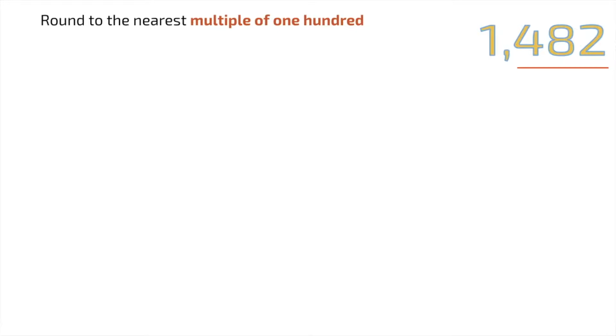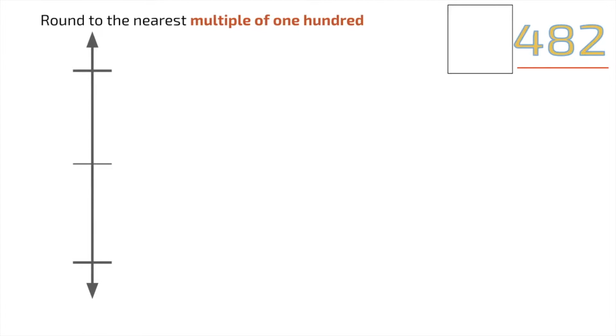I don't need this 1,000 right now, so I'm gonna go ahead and hide that. Just cover it up for now. 482. Now, I'm doing multiples of hundreds this time. So with my number line, what multiples of 100 is 482 in between?